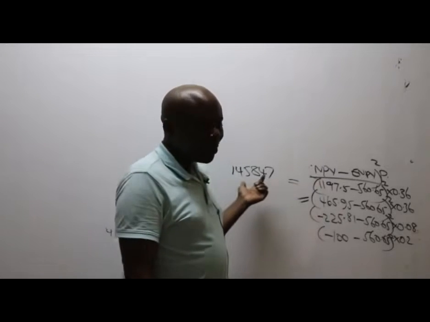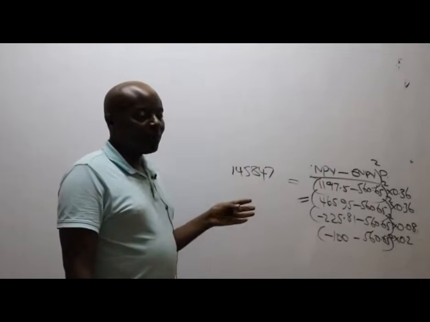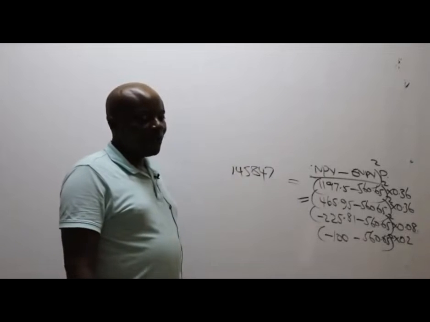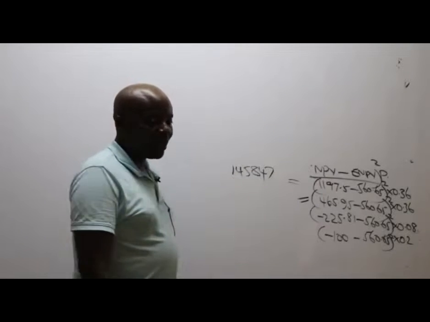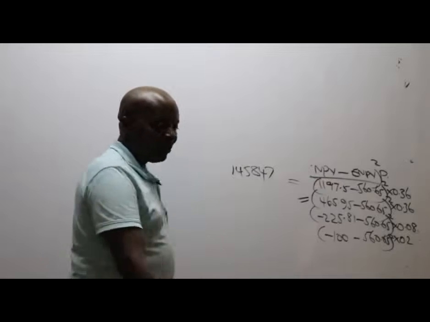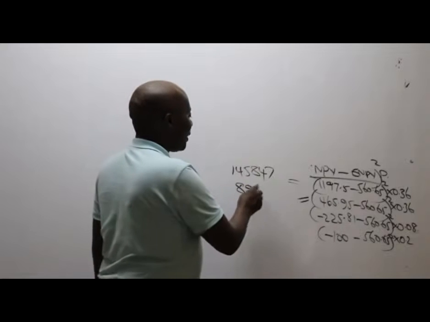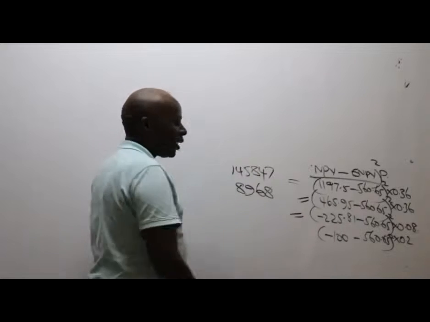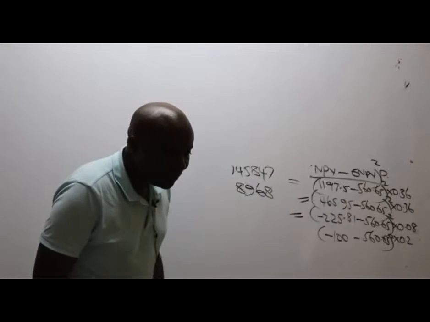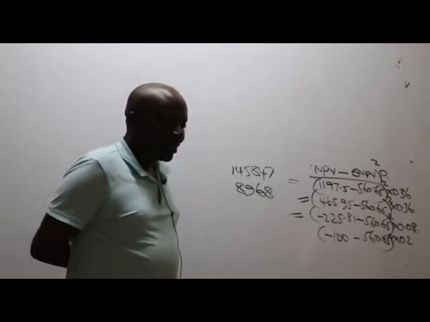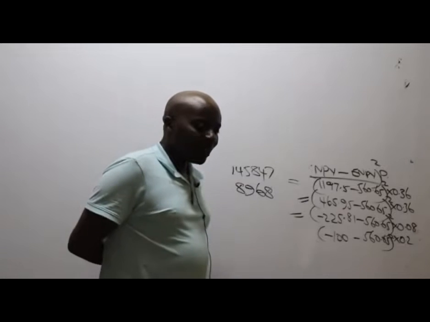Could you kindly give me a whole number? I would have wanted to write the decimals, but because of time, please give me a whole number here. The second one, people are not talking to me. 8968. Go to the third one. Silvanus says that the first one is supposed to be 146.